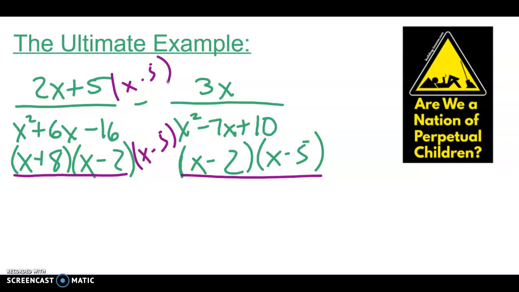The right side looks at the left side and says, wait a minute, you have an x plus 8 and I don't. That's not fair. Because common denominators are as simple as giving in to a petulant child.